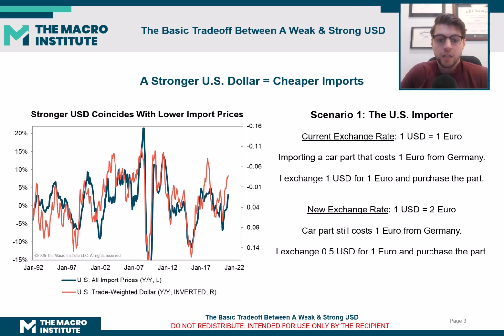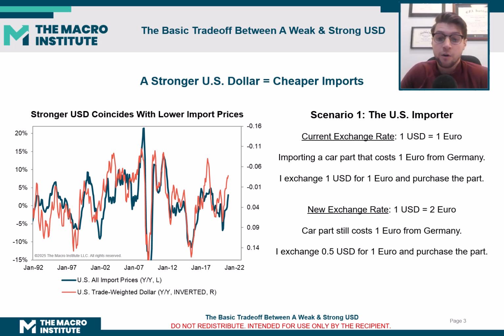This can be a somewhat tricky concept to think about. So I'm going to walk you through a scenario. So scenario one here, we are the US importer and our current exchange rate is 1 USD to 1 euro. Now we are importing a car part that costs 1 euro from a German manufacturer. So it's really easy. It's 1-to-1 right now. I exchange 1 USD for 1 euro and I purchase that part.